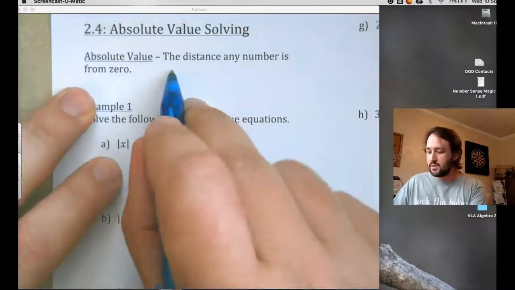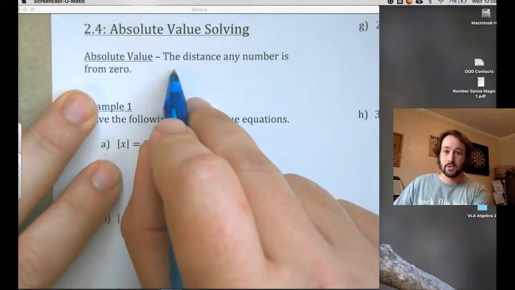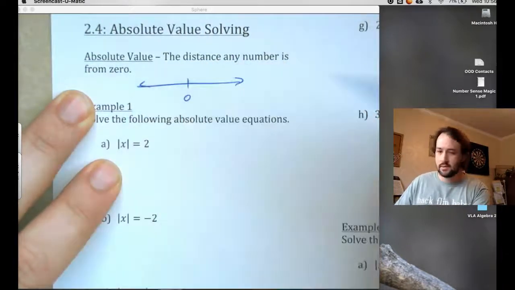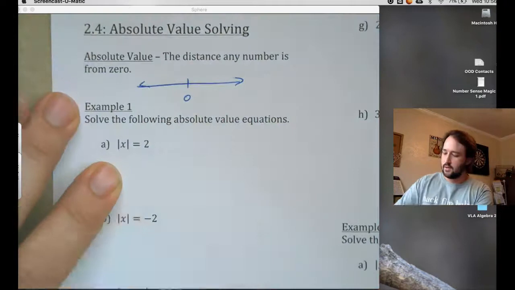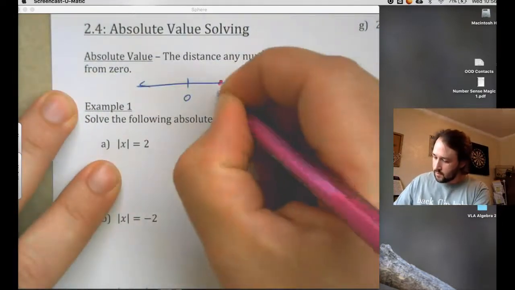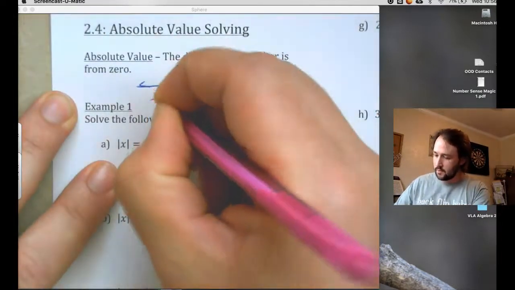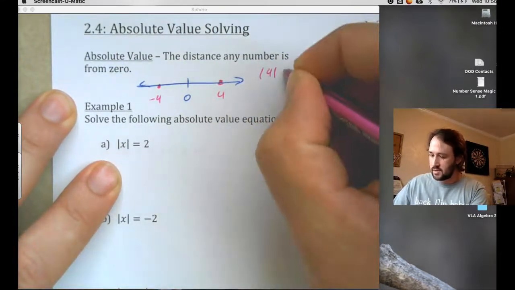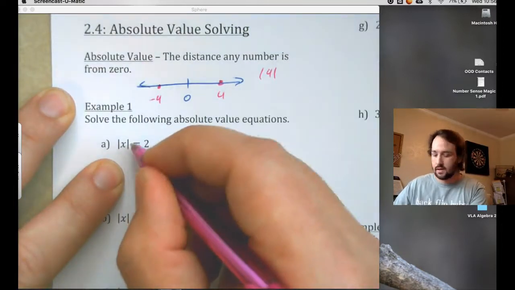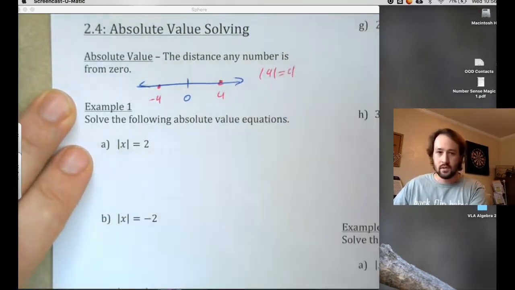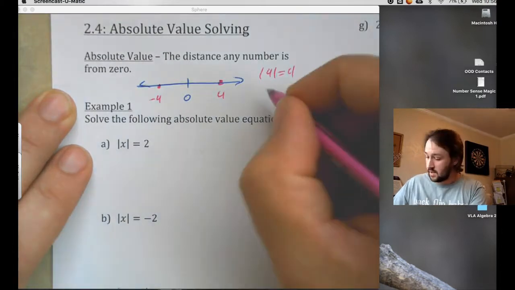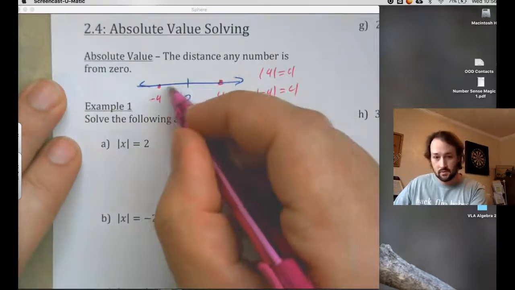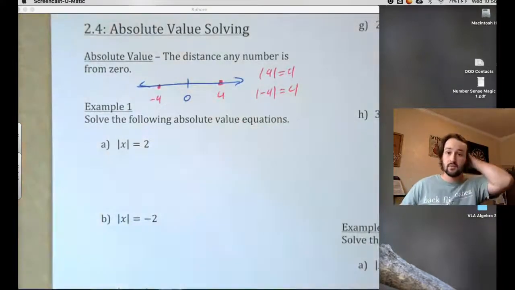But the absolute value, just a reminder, is the distance any number is from 0. So what I mean by that is, there is 0. If I am at 4 or I am at -4, the absolute value, how it's denoted with these absolute value bars, of 4 is 4 because it's 4 units away from 0. The absolute value of -4 is also 4 because it's 1, 2, 3, 4 units away from 0. That's all that the absolute value is talking about.